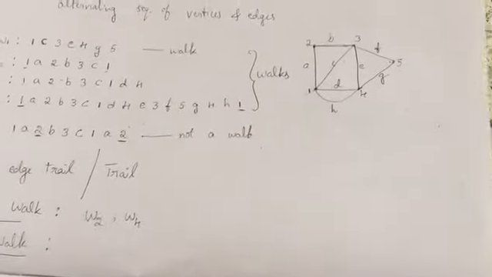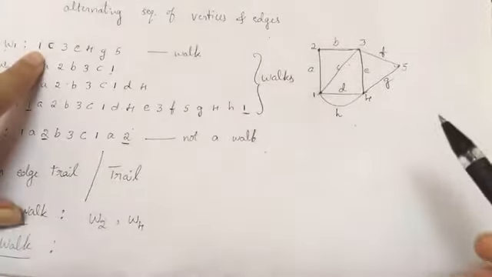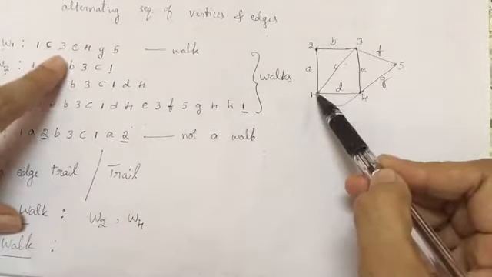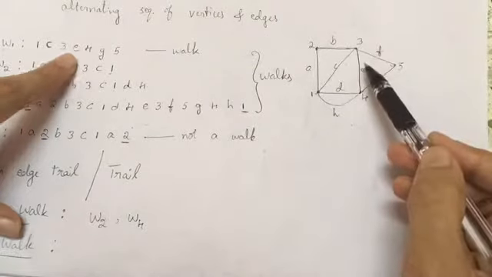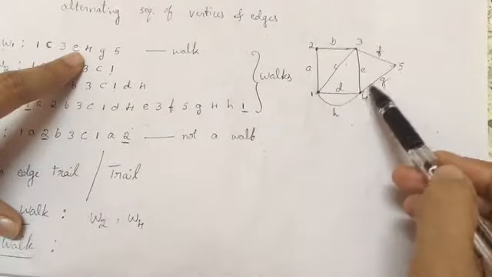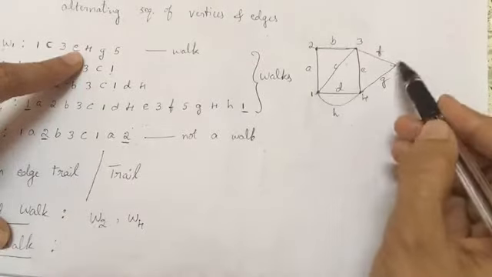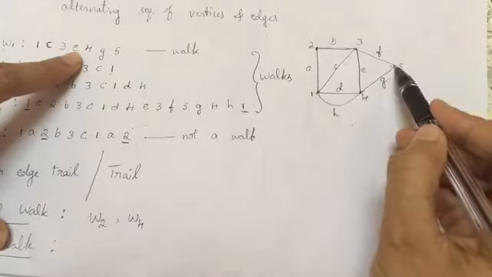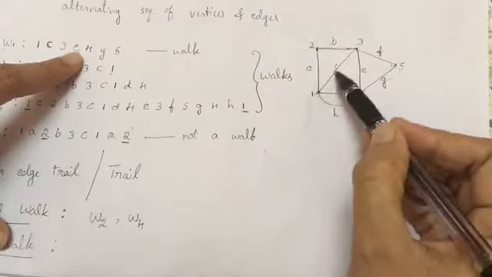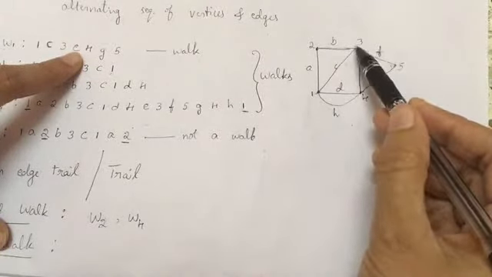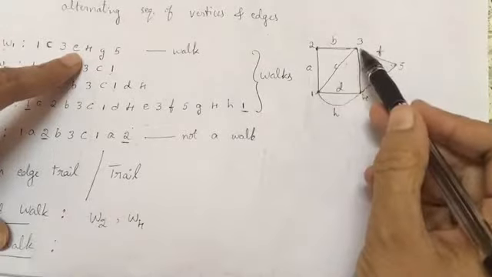Observe one thing here in the graph. If I take walk 1, it starts with 1, C, 3, E, 4, G, 5. You can observe one thing. Here the end vertices are of degree 1 and the rest are of degree 2, if you consider the path only.